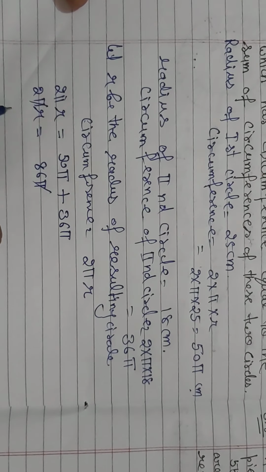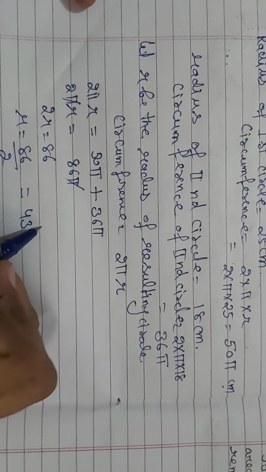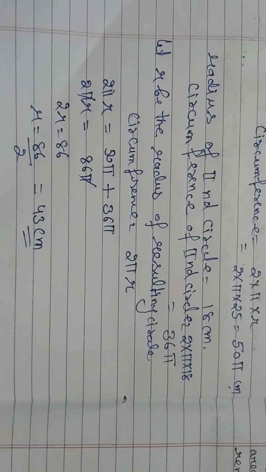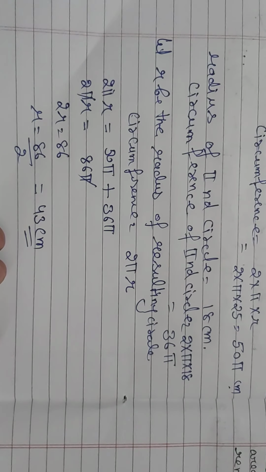Pi and pi cancel. 2r equal to 86, and r equal to 86 by 2, and that is 43. And r is in centimeters. So the radius of the resulting circle is 43 centimeters.